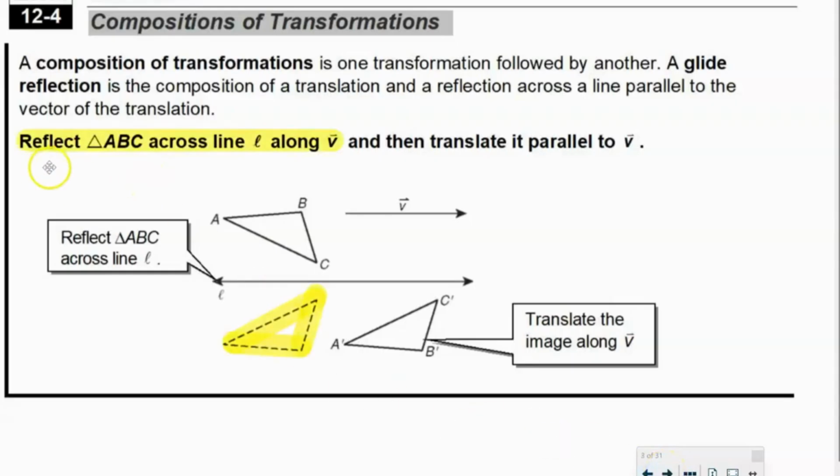So here it says triangle ABC reflects across the line L along V. So that's the vector there. Here's line L, and you see how it's reflected over here? And I highlighted it. And then we're going to translate it parallel to vector V right here. So that's going to be it slid up, because translate is a slide. So we flipped and then we slid.